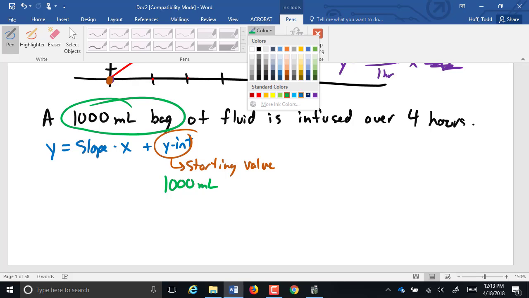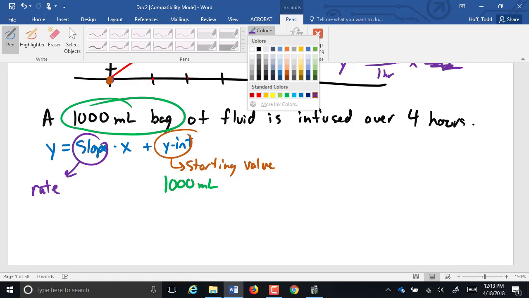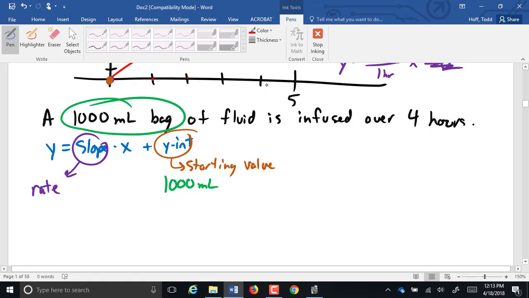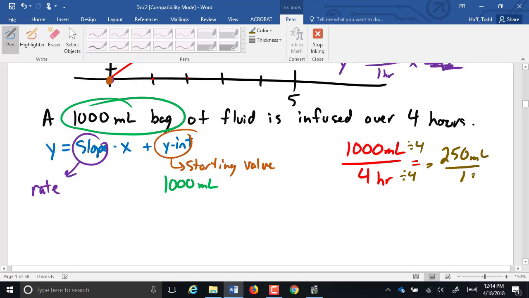The slope, again, is a rate of change, or just a rate. In this case, a flow rate. Well, we can find that flow rate. We have 1,000 milliliters over 4 hours. We're going to leave it as hours. That reduces, we can divide by the 4, to get 250 milliliters per 1 hour. So that's our slope.